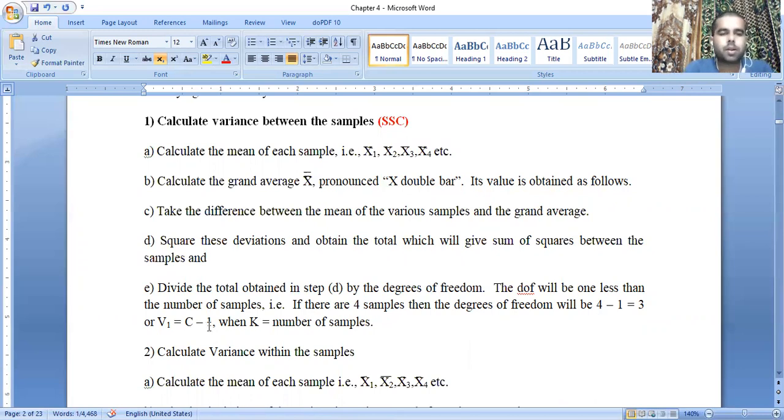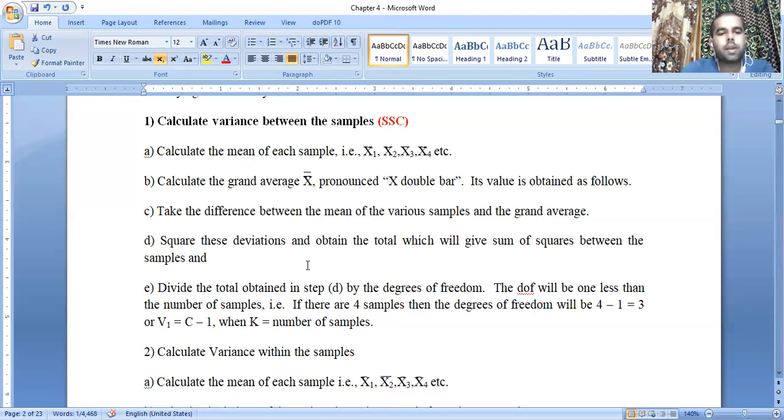Yesterday we already saw this in the table, in the specimen table. Here again, K is the number of samples, that is, the total number of samples. K equals N minus C, that is the total, step number 3. In this way, you will get the SSC value.